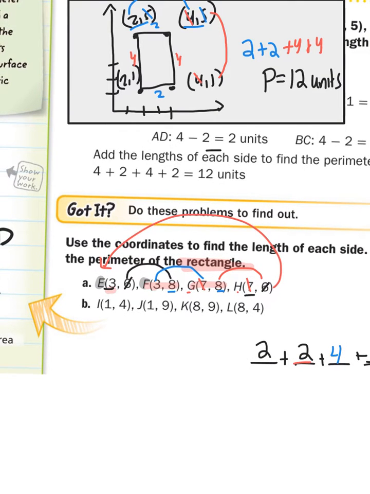All right, let's see how you did. So I'm going to start in problem B. I'm going to ignore the 1's, and I'm going to subtract the 4 and the 9. So 9 minus 4 is 5. So one of the sides is 5, a second must be 5 because it's a rectangle.